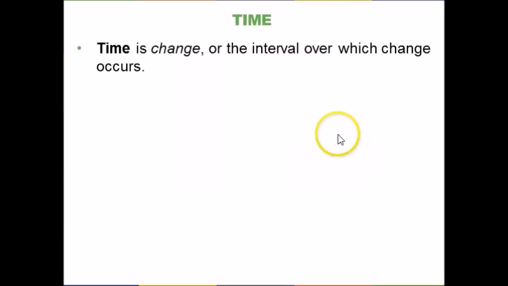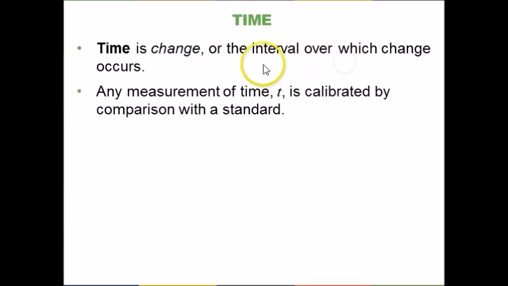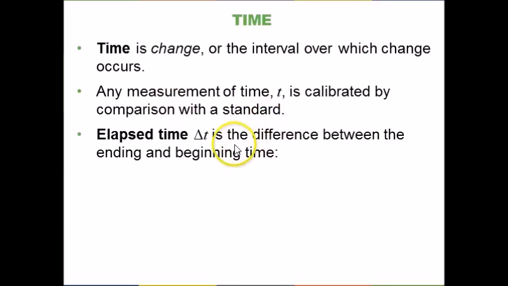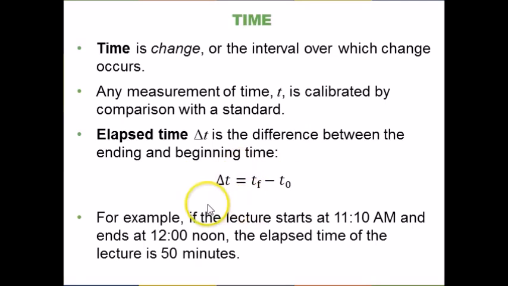Okay, so time. Before we get into velocity, we need to consider time. So time, it's hard to define in the dictionary, but it's something to do with change. It's the interval over which change occurs. So any actual measurement of time is calibrated by a comparison with some standard clock. And elapsed time, delta t, is the difference, t final minus t initial. So for example, if the lecture starts at 11:10 a.m. and it ends at noon, then the elapsed time of the lecture is 50 minutes.